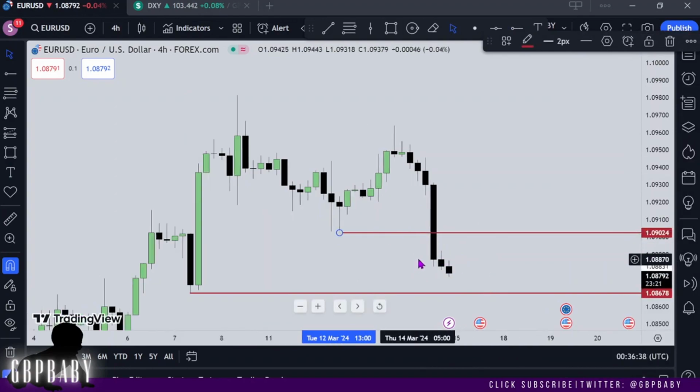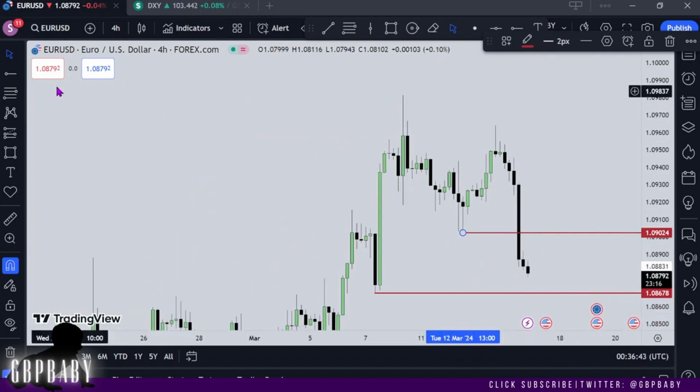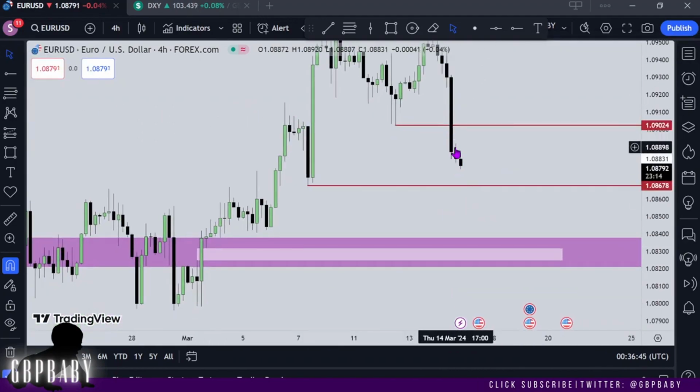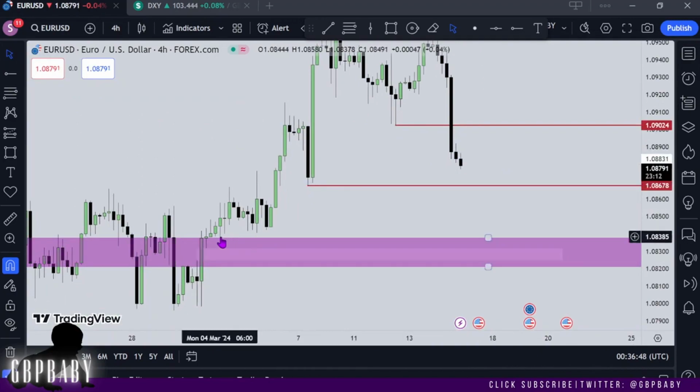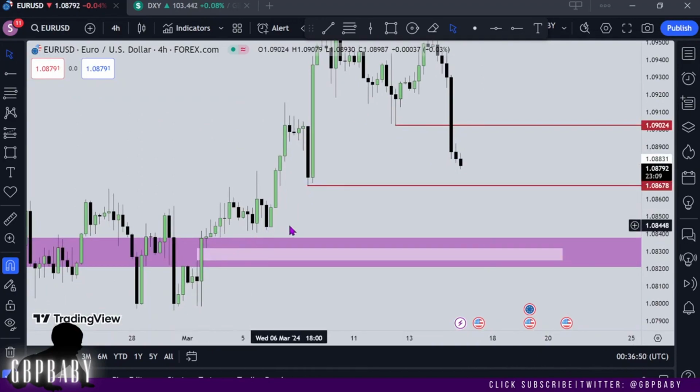But it's not looking like price is going to offer any kind of retracement right now, purely just because of how heavily bearish it is and how quick we can see it's running towards these sell stops here and potentially down here as well.